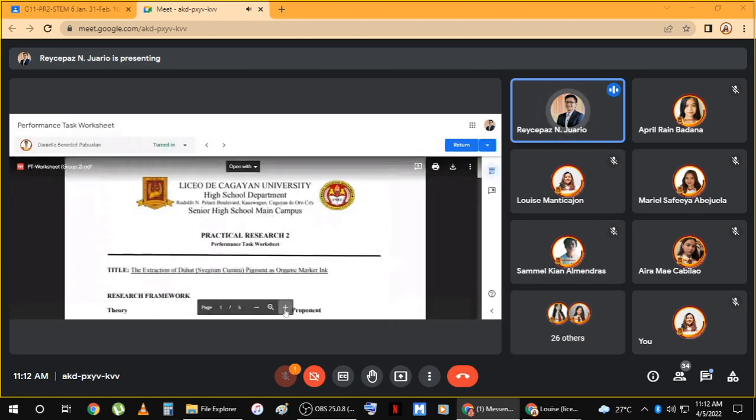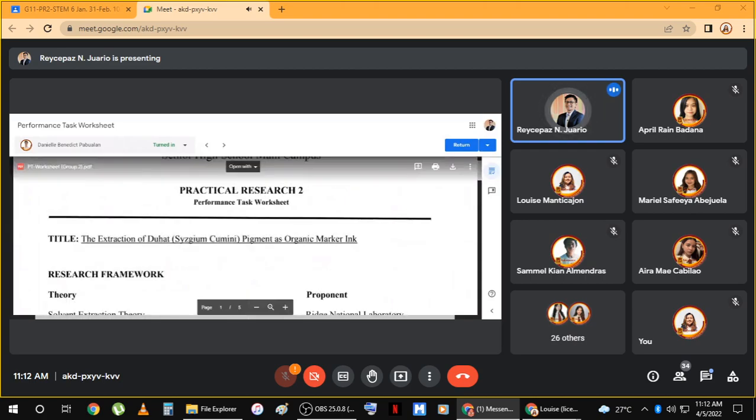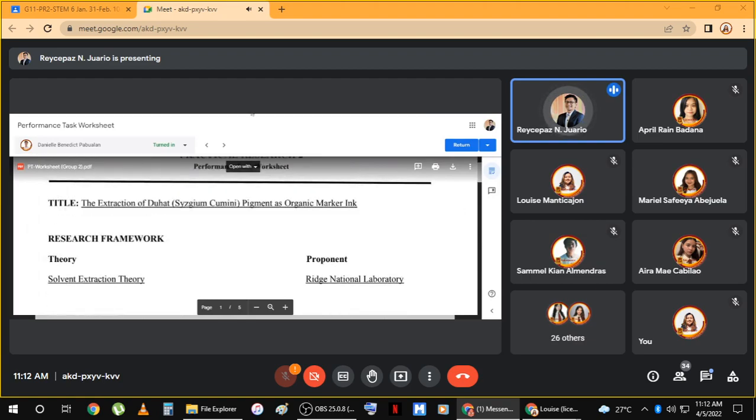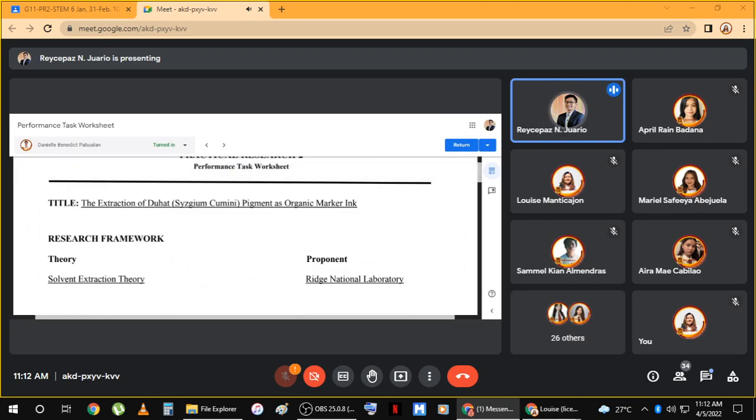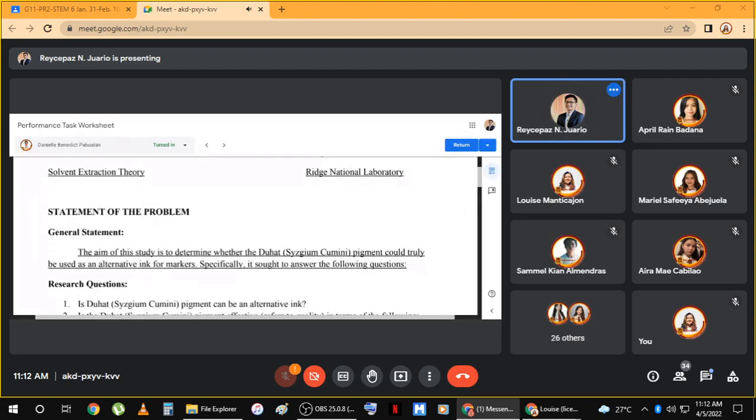Right, so we have here the performance task worksheet of the group of Mr. Pabualan. The extraction of cesium cuminide pigment as organic marker or ink, solvent extraction theory. Okay, the thing that they want to find out is whether they can use duhat as an alternative ink for markers.